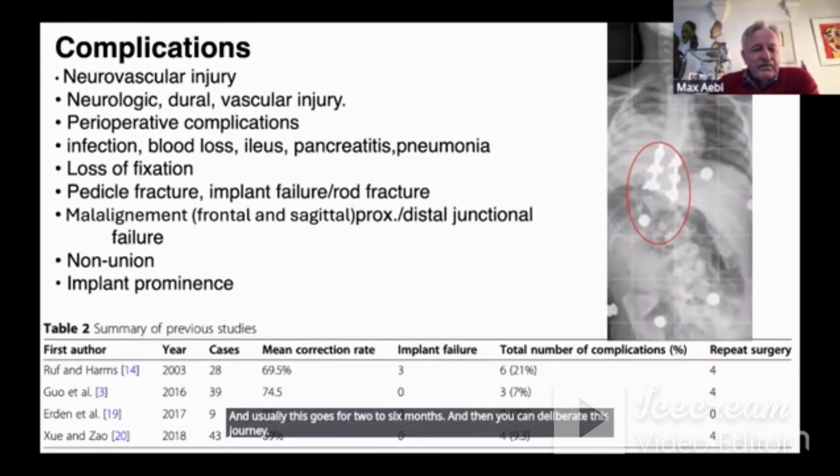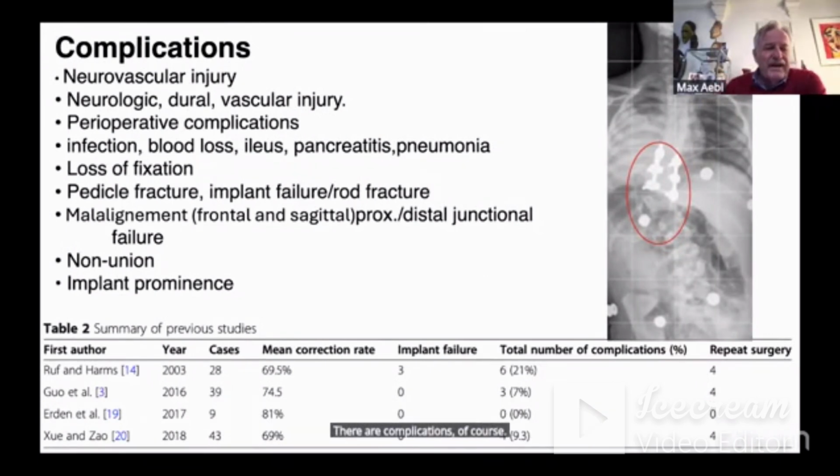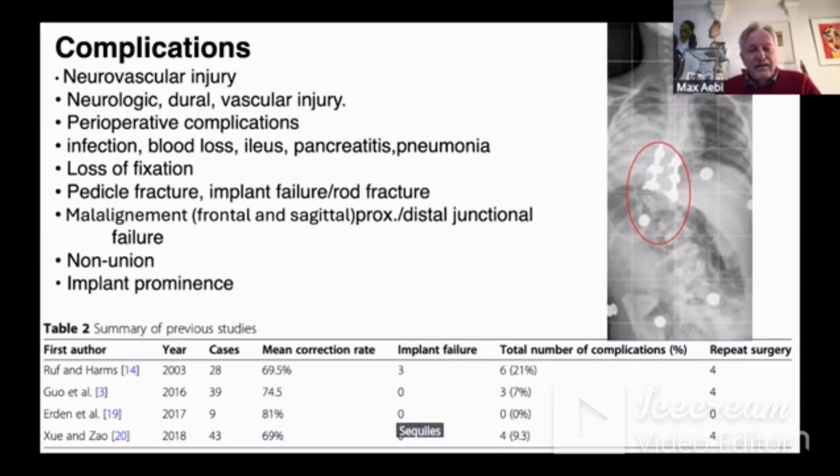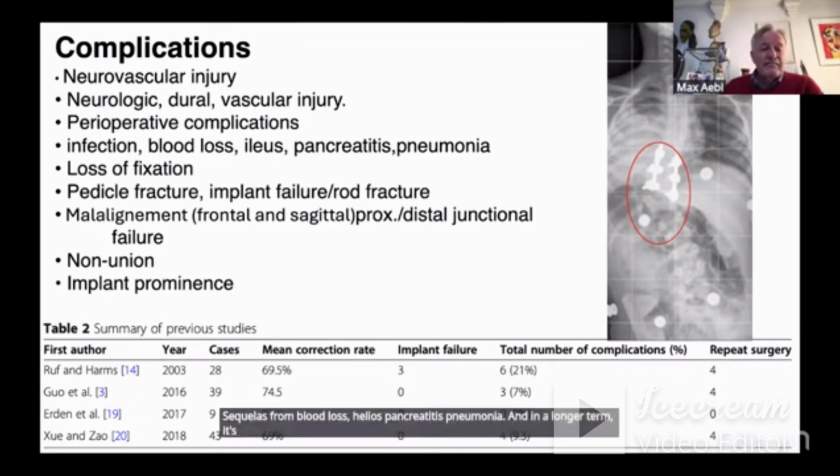There are complications, of course, and all the complications which exist in spine surgery. Most prominent, of course, during the surgery is the neurovascular complication, or the complication of the dura, of the dural sac. And of course, the postoperative complications are mostly infection, sequelae from blood loss, ileus, pancreatitis, pneumonia. And in the longer term, it's loss of fixation. It may be a pedicle fracture, implant failure, and so on, and a secondary malalignment or non-union.